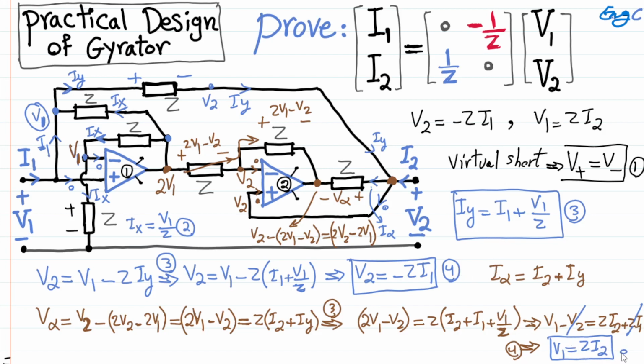Combination of 4 and 6 does the job. Gyrator is very useful, and this is a practical design of it. And the symbol for gyration or gyrator is this symbol. If you see this circuit symbol, it's effectively just a symbol for this 2 op-amp circuit. It's a two-port. You have plus minus V1 on one side with current I1 flowing in, and plus minus V2 on the other side with current I2 flowing in.